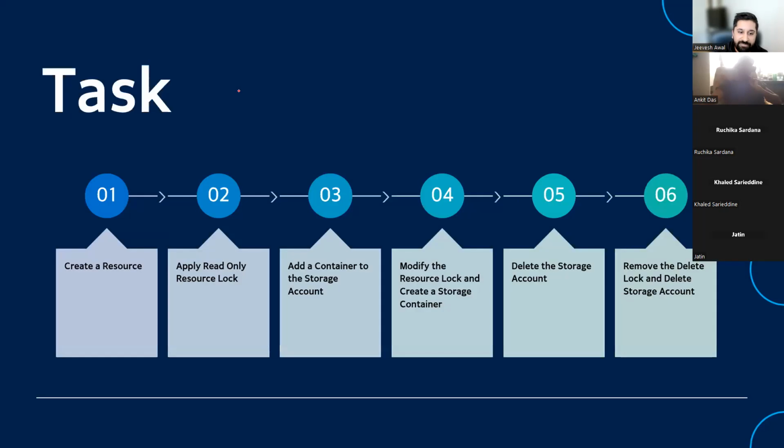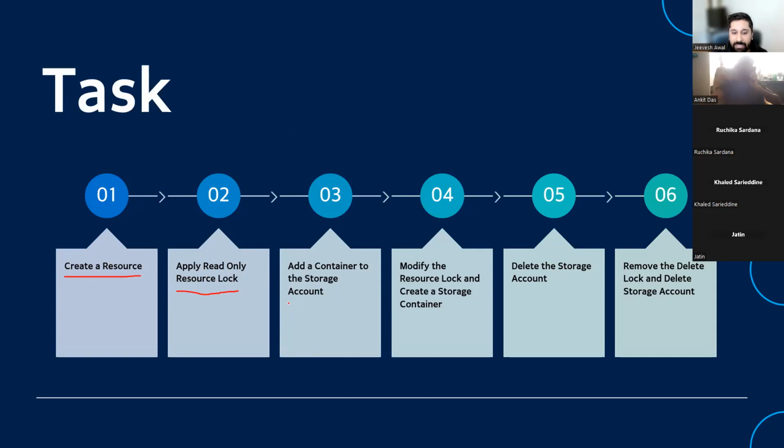Now, configuring a resource lock, you create a resource, obviously. That's the first step. You apply read only. Now, this is again a task which we're not doing, but I'll just walk you through what are the steps to lock a resource. Obviously, before you start locking a resource, you need to have one. So create a resource. It could be a virtual machine, it could be a database, it could be a storage service. You apply the read only resource lock. So when you're creating it, there's an option. Do you want to lock the resource?